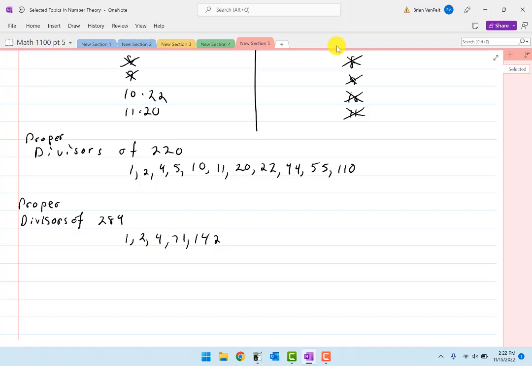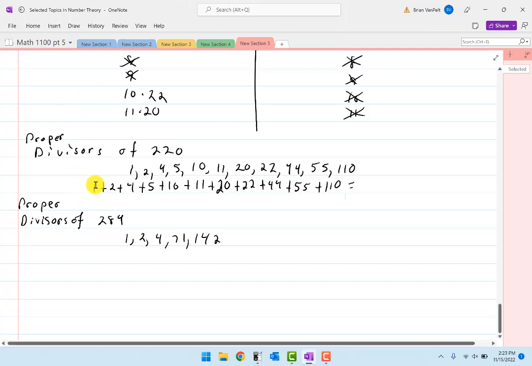Now, watch what happens when I add up these numbers up here. 1 plus 2 plus 4 plus 5 plus 10 plus 11 plus 20 plus 22 plus 44 plus 55 plus 110. I'll just add them up left to right. 1 plus 2 is 3, 7, 12, 22, 33, 53, 75, 119, 174, 284.